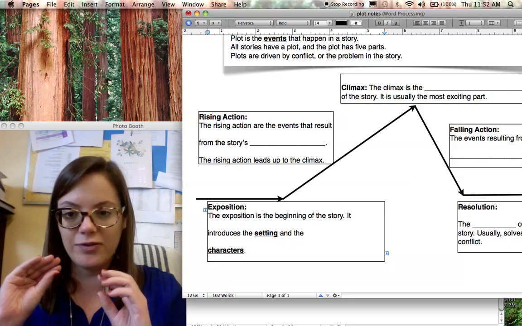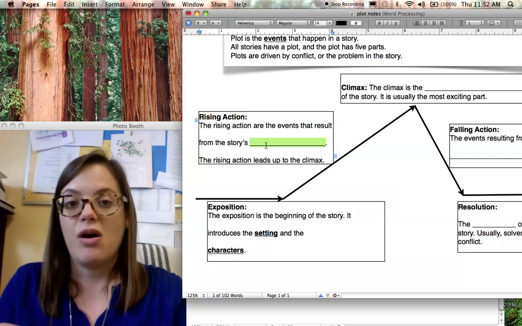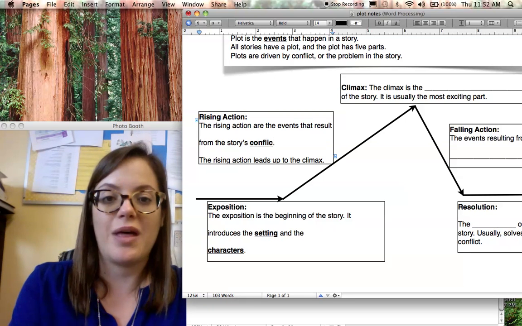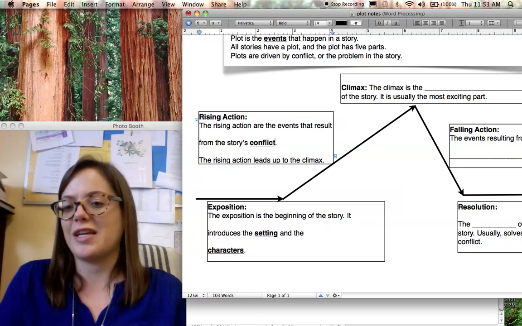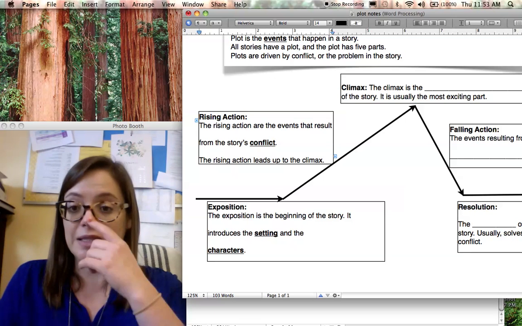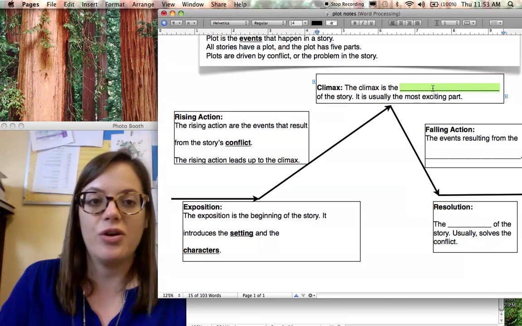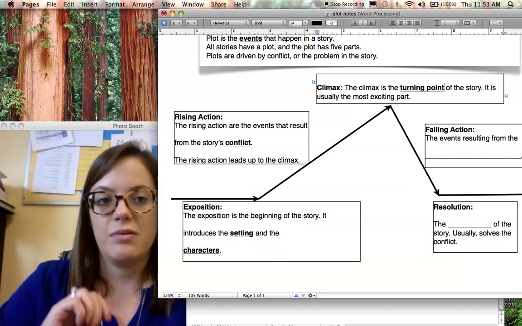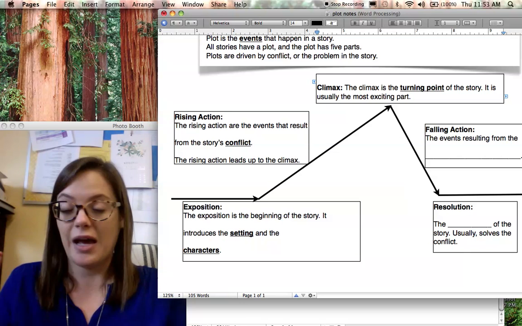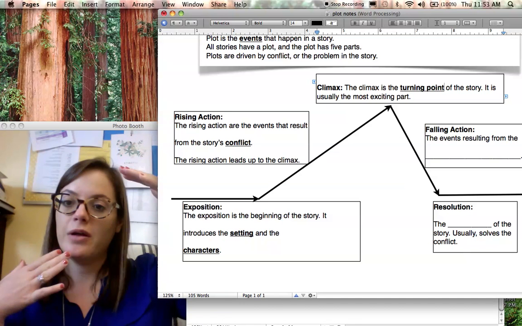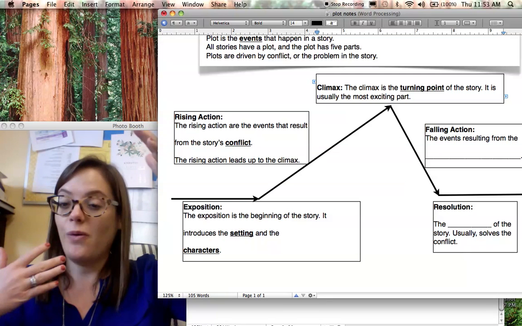Now, usually after the setting and characters, we'll get the conflict, all right? And the rising actions are the events that result from that story's conflict. So this is usually when it starts to get a little bit more exciting. Okay, we have a problem, stuff starts to happen because of it, and the rising action leads up to what we call the climax. Now, the climax is the turning point of the story. I like to say this is when stuff is either going to get better for our characters or it's going to get worse. We have all these problems building up, and then we get to the top, and it's the most exciting part, and it's either going to get a lot better or a lot worse.